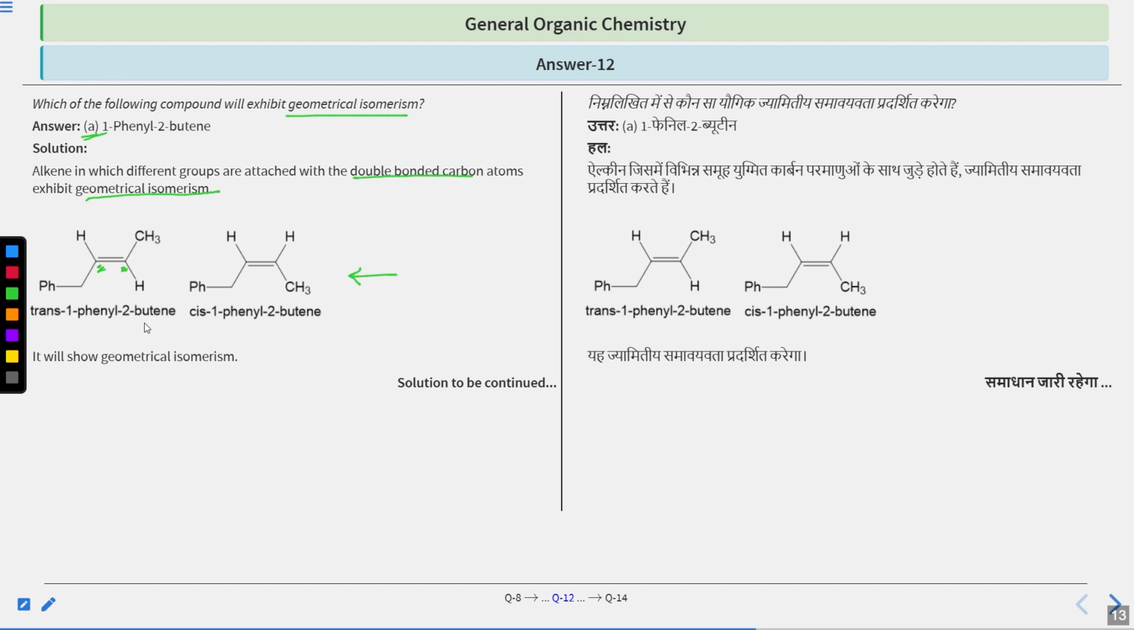The first one is trans 1-phenyl-2-butene, in which you can see that the hydrogens are attached opposite to each other. And the second one is cis 1-phenyl-2-butene, in which the hydrogens are attached adjacent to each other. So it is cis, right? So there are two geometrical isomers which we can draw for 1-phenyl-2-butene, because there is one double bond present between the carbons, and those carbons have different groups attached to them. So it will show geometrical isomerism.